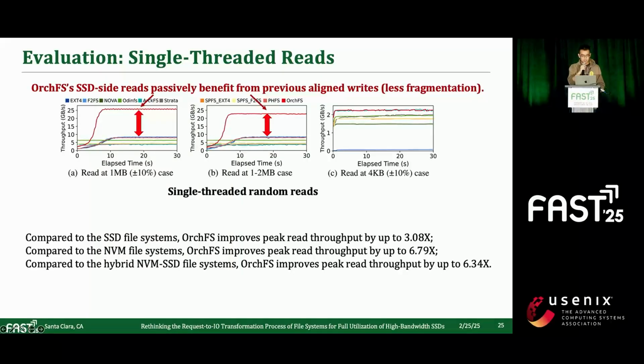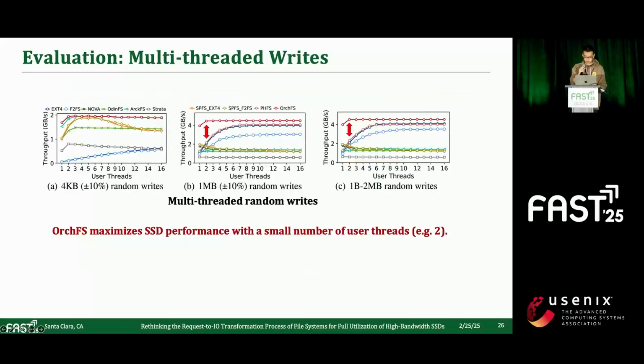Now let's look at ORCFS read performance. The test file is written with corresponding write size and then random reads are performed. You can see in figure A and B, the peak read throughput of ORCFS is significantly higher than the baseline file systems. This indicates that ORCFS SSD read passively benefits from aligned pre-filled writes. Because the data placement on the SSD side is always 32 kilobytes aligned, it allows the page cache to work much more efficiently. And this explains why we choose buffered I/O mode for SSD reads.